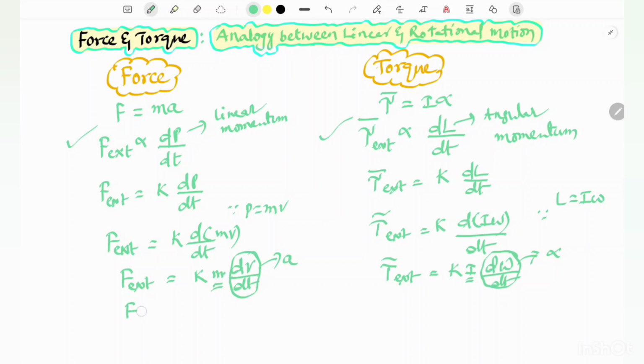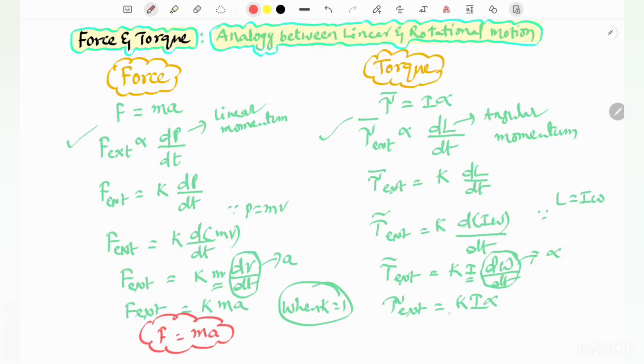So we get F external is equal to k into m into a, and tau external is equal to k into I into alpha. When k, the proportionality constant, becomes 1, we can write F is equal to ma here, and in rotatory motion tau is equal to I alpha. Hence there exists an analogy between force in linear motion and torque in rotatory motion.